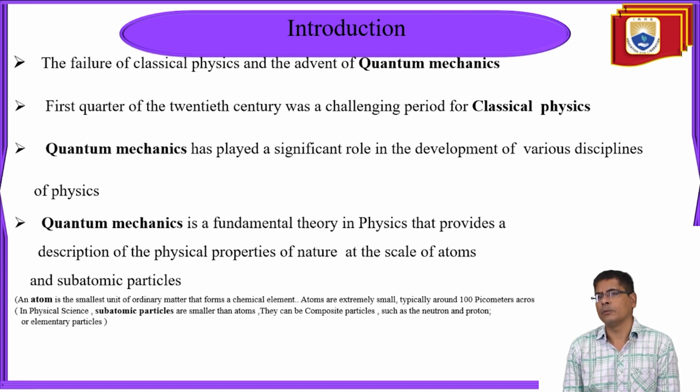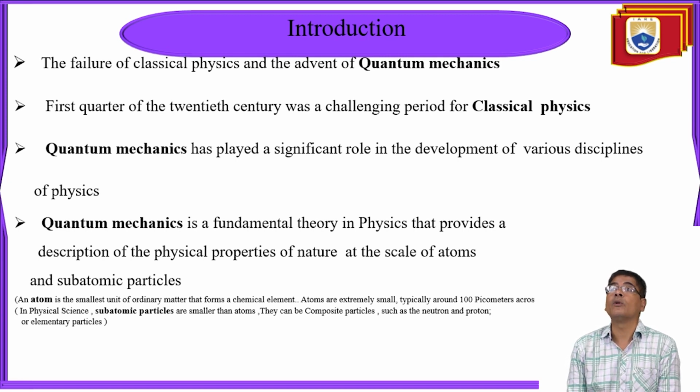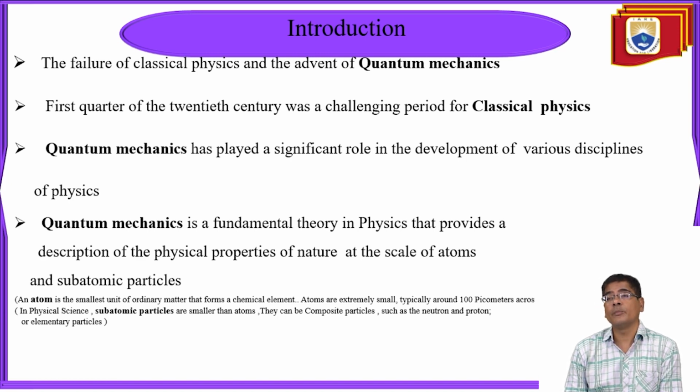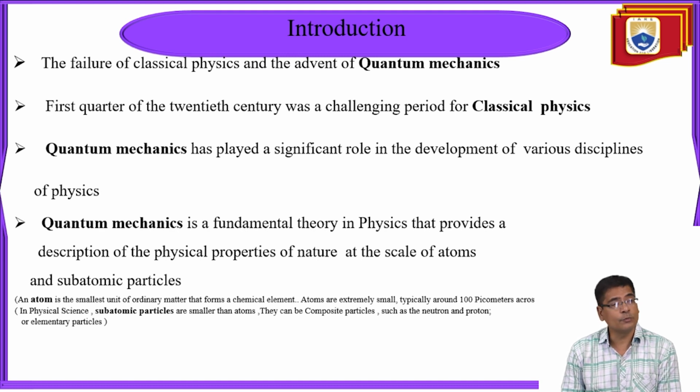So the key role played by quantum mechanics is in the sense that there were certain failures that were examined in classical physics. Classical physics was unable to explain certain topics. These topics, where classical physics was unsuccessful, were explained by quantum mechanics. That's why quantum mechanics has played a significant role in the development of various disciplines of physics.